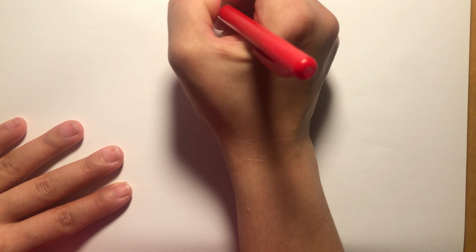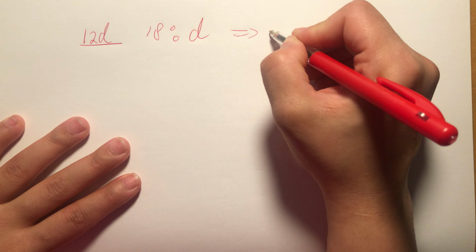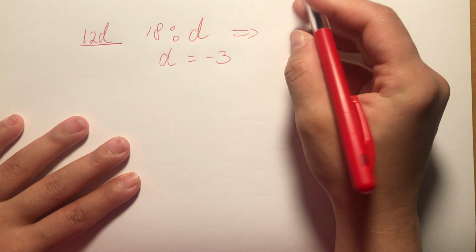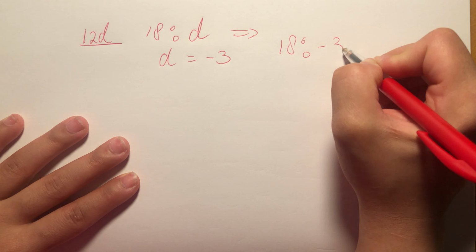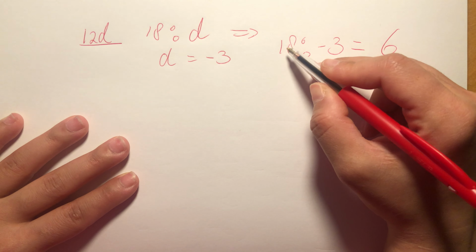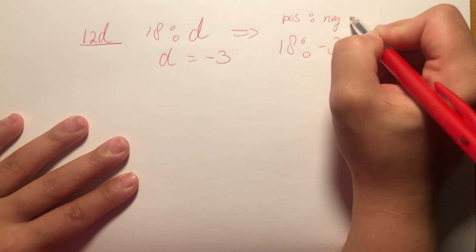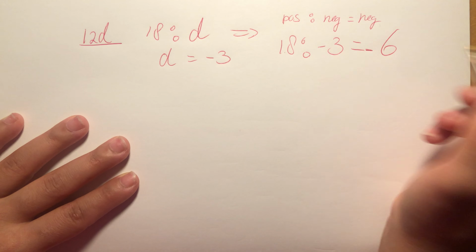18 divided by d. Oh, sorry. And you know that d equals negative 3. So you get 18 divided by negative 3. 18 divided by 3 is 6, but it's positive divided by negative. So you get negative. So negative 6.